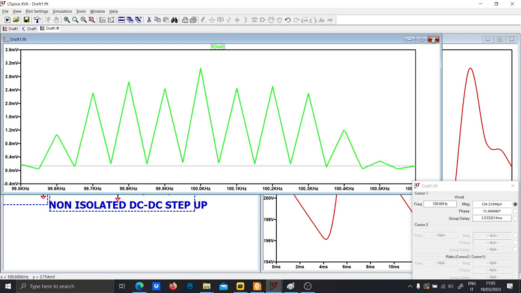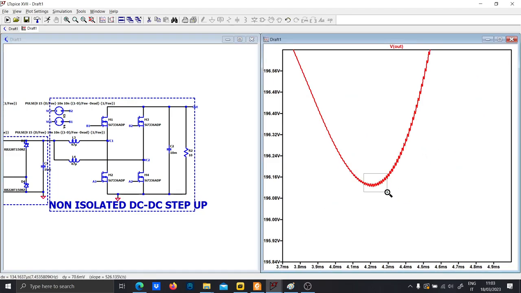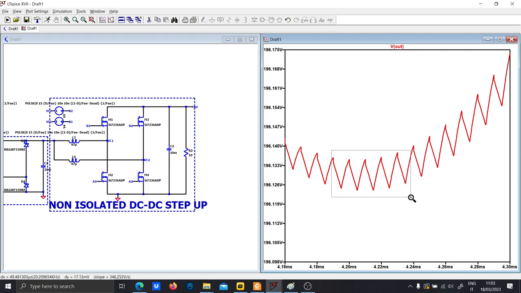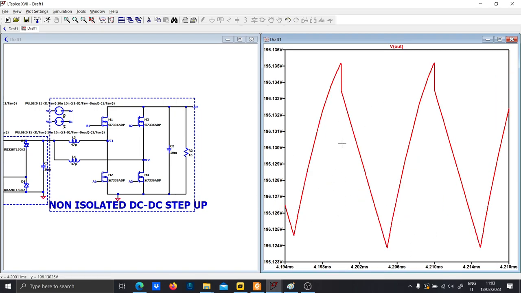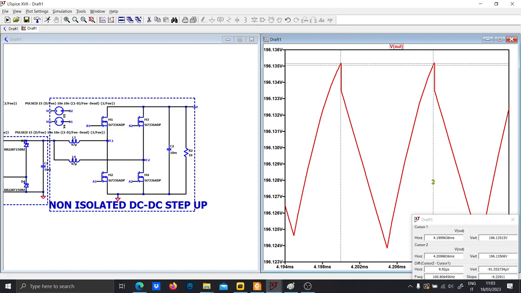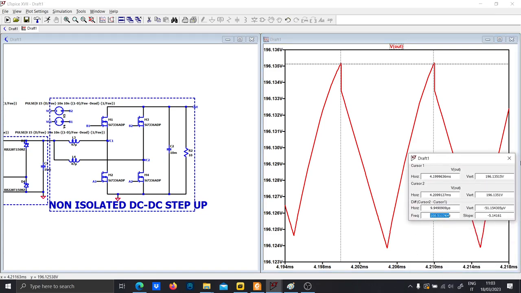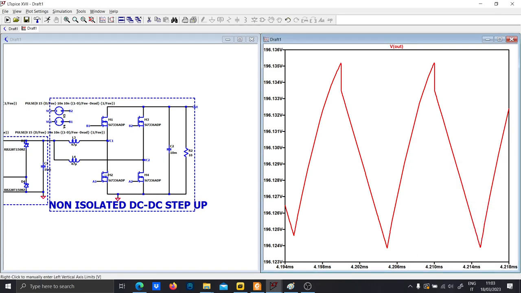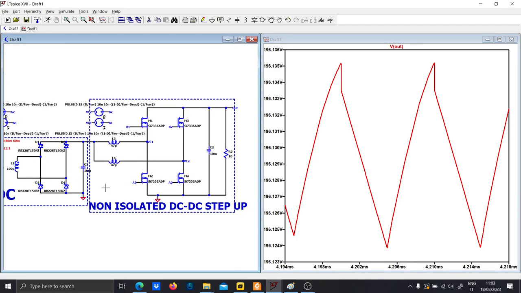And how can you see this ripple? Well, basically you have to zoom, for instance here. Okay, as you can see, this is the ripple owing to the switching frequency. And you can verify this by putting the cursor here. And you see that between these two, there is a 100 kHz frequency. And this is owing to the presence of the DC-DC converter PFC.